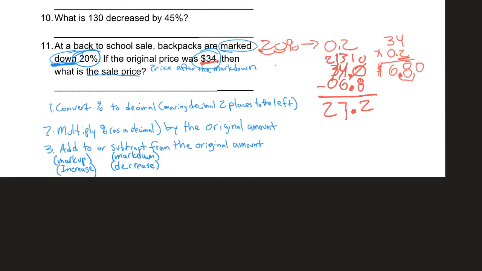So I have 27.2. So they're asking me the sale price. This is the price after the markdown. I have 27.2. And because we're dealing with money, we're going to write the dollar sign. We're going to write 27.20. We're going to go to the 100th place. All right? So $27.20 is my final answer. Okay. So you can write that down.